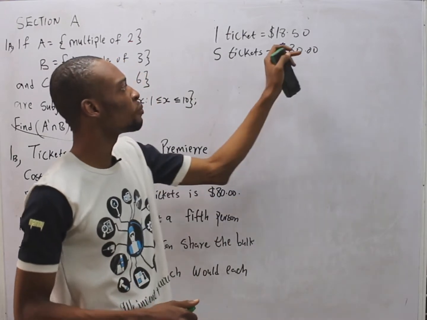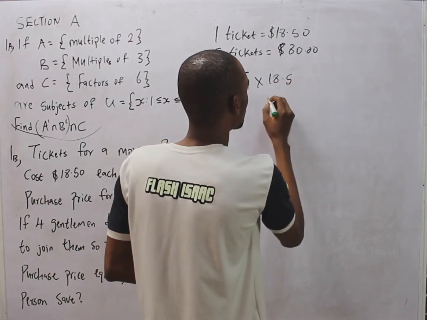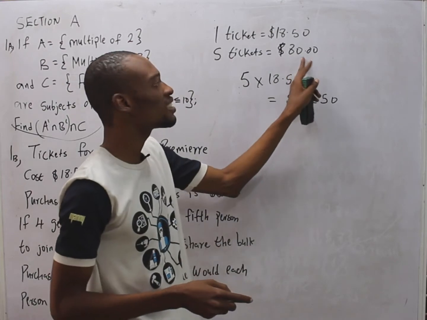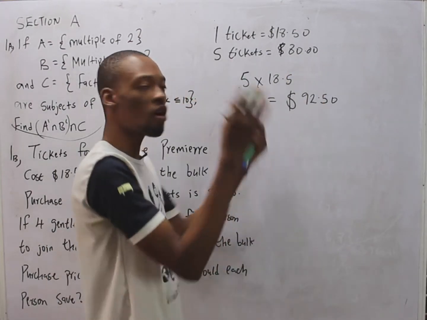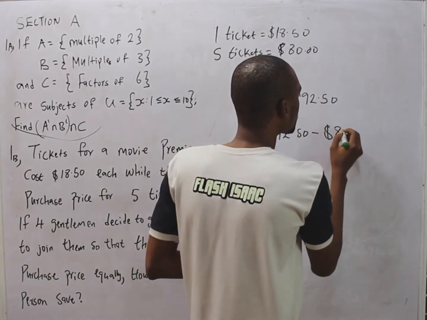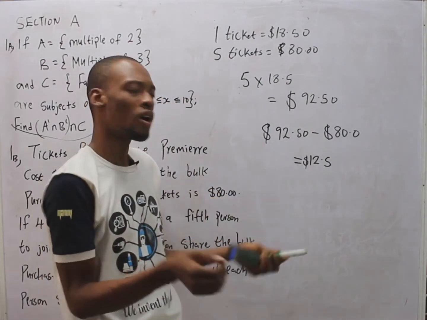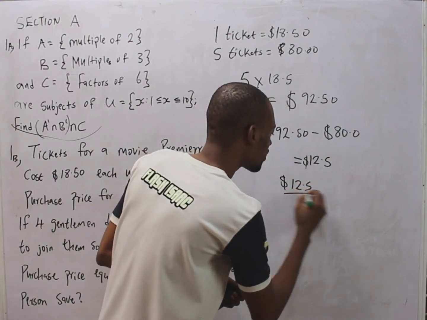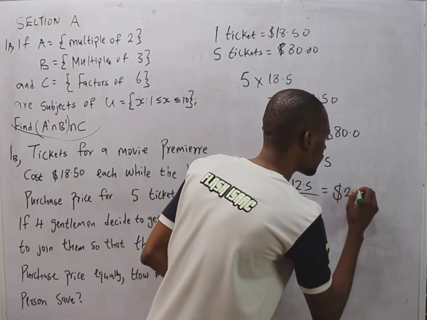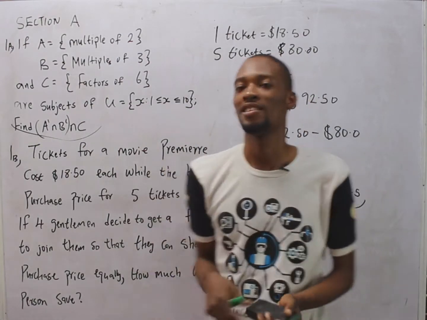The thing is, if one person were to pay $18.50, 5 tickets will simply be 5 times $18.50, which is equal to $92.50, more than $80. This means they all together saved $92.50 minus $80.00, which is the amount all 5 persons saved. Therefore, one person saved $12.50 divided by 5. That is the amount saved by one person. They said each. This is simply $2.50. So one person saved $2.50 following the discount. That is the answer to this question.